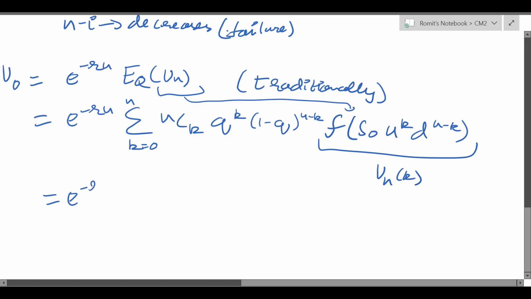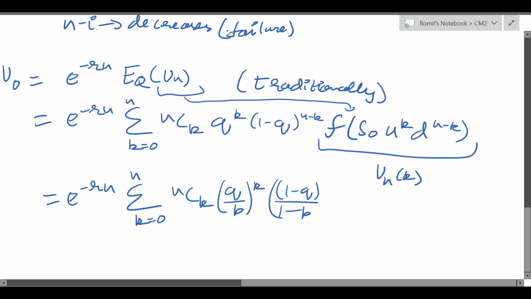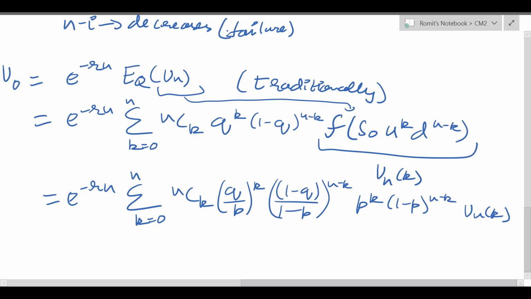So it just becomes e to the power of minus Rn, summing from k goes from 0 to n, nCk, this stays as it is, q to the power of k. So I'll do q by p to the power of k, and then 1 minus q by 1 minus p to the power of n minus k. Okay, this is fine, but real world probabilities will again be multiplied, p to the power of k, 1 minus p to the power of n minus k, and you can just write Vnk, value payoff from the derivative when there are k increases, right? Perfect.